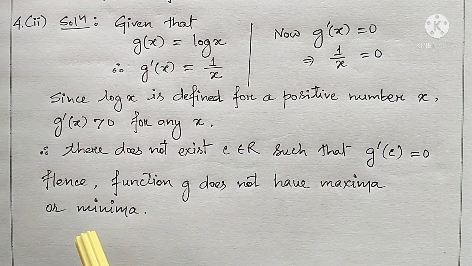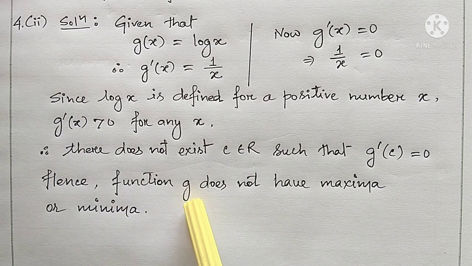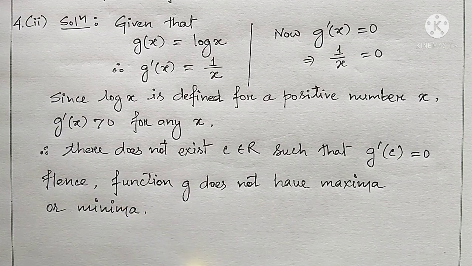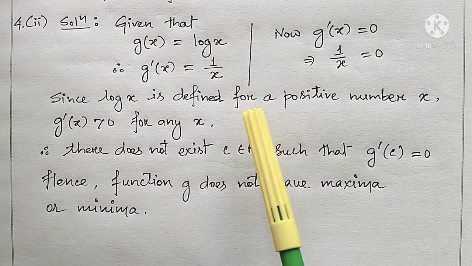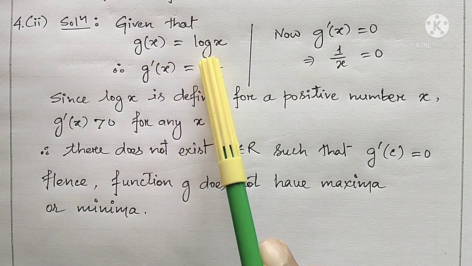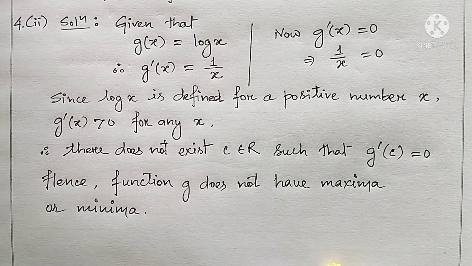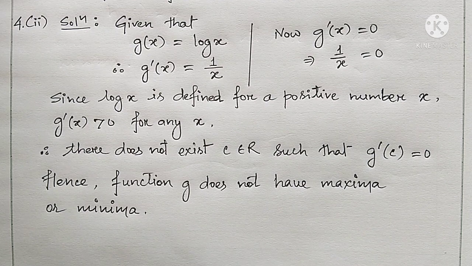So finally we write down the conclusion. Hence function g does not have maxima or minima. Is it clear? So for that reason, in case of a logarithmic function, especially in this question g(x) equals log x, we can't find out maxima or minima. Is it clear? Okay.